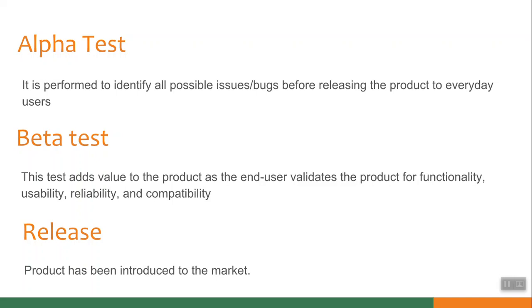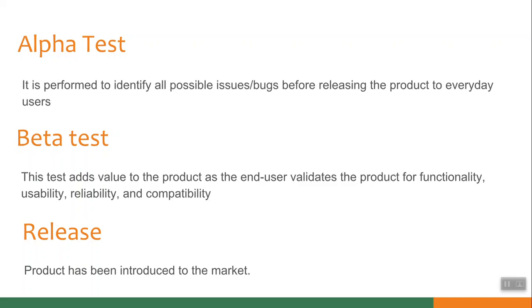When the product is ready to launch, then it is time to have an alpha test. It is a type of acceptance testing, which is performed in-house by both the developers and the QA team. It aims to identify all possible issues or bugs before releasing.